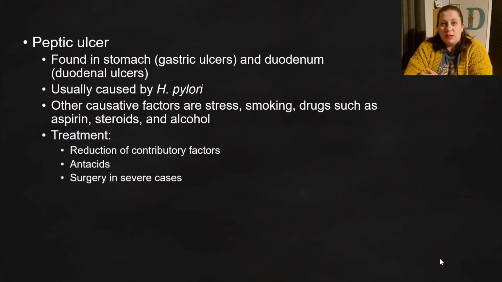So what kind of treatment do we have for peptic ulcers? Well, one, we want to reduce the contributing factors. What's causing the ulcer to develop? Is it stress? Well, we need to do more stress management. Is it smoking? Well, we need to stop smoking. And so we would want to look into those things that might be causing those peptic ulcers to develop. Another thing is taking some antacids to calm the stomach acid down so that they don't go into complications of bleeding ulcers. And then surgery in very severe cases may need to take place.